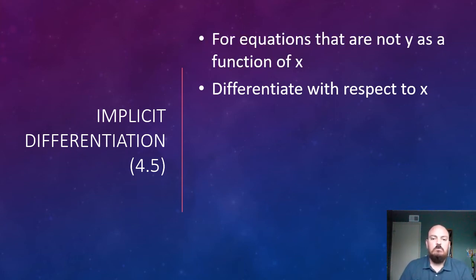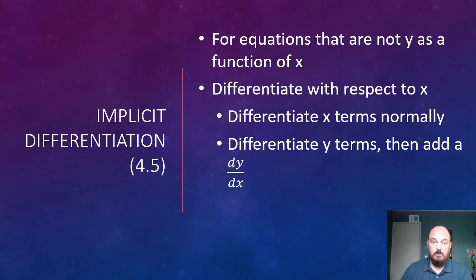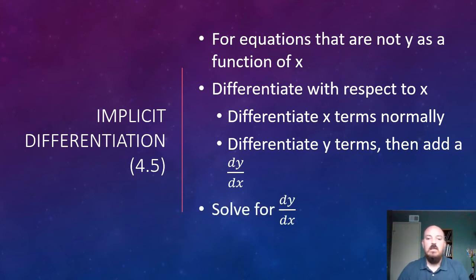So that's what I was saying a second ago. For equations that are just not written as y equals a function of x, we are going to differentiate with respect to x. And what that means is any x term, just take the derivative of normally. Any y term, you take the derivative of, but you end up with a dy dx on the end. And you'll see when we do the example, you'll remember, I'm sure. And then basically, once you've done that, you solve for dy dx.